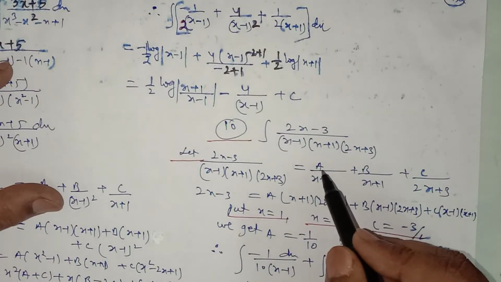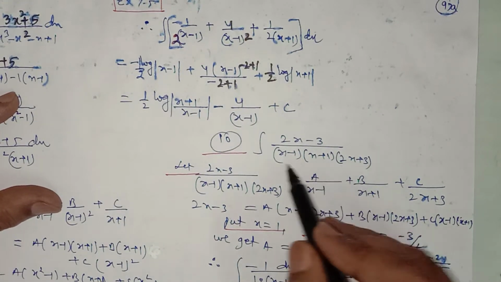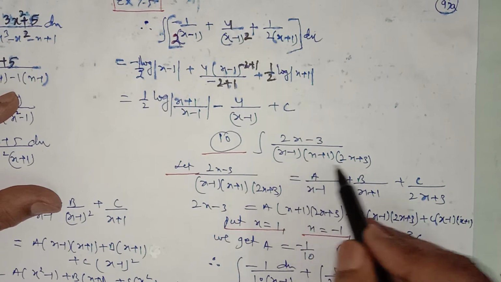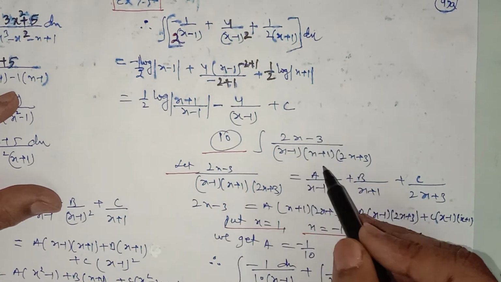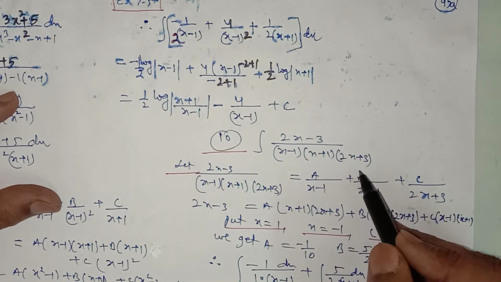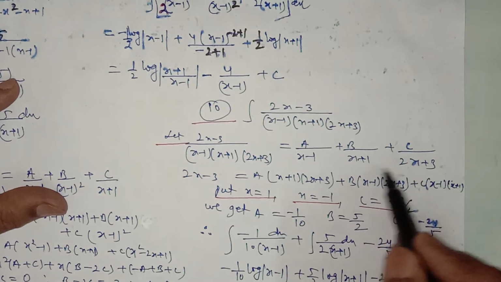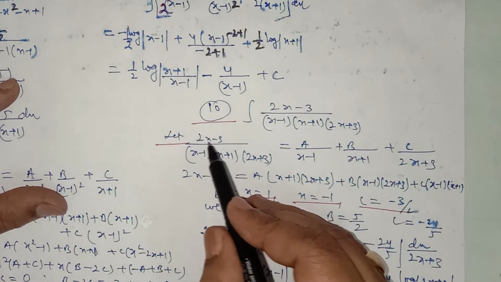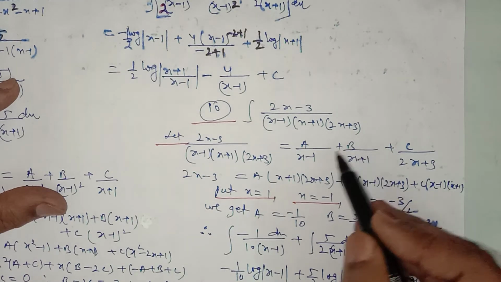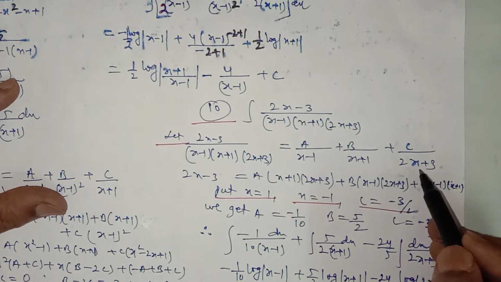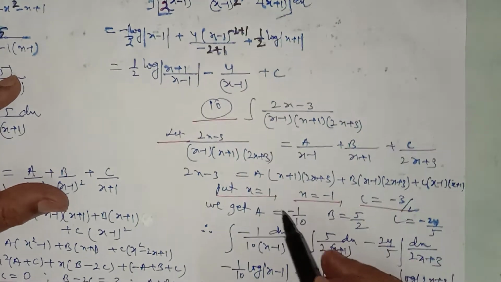Now question number 10 is very simple. It is a partial fraction of first type because in the denominator we have factors of linear polynomials. So you let it equal to a upon x minus 1 plus b upon x plus 1 plus c upon 2x plus 3. Add the right hand side, and the denominator as usual will cancel out. You will get 2x minus 3 is equal to a into x plus 1 into 2x plus 3, plus b into x minus 1 into 2x plus 3, plus c into x minus 1 into x plus 1.